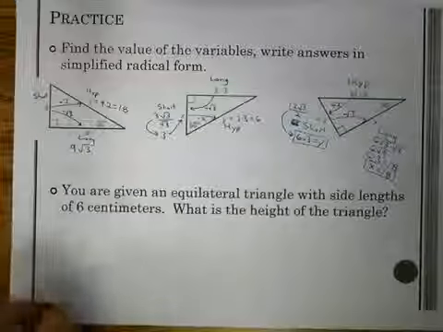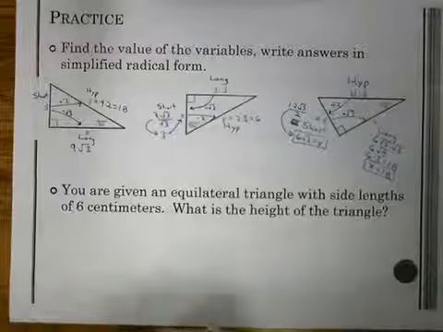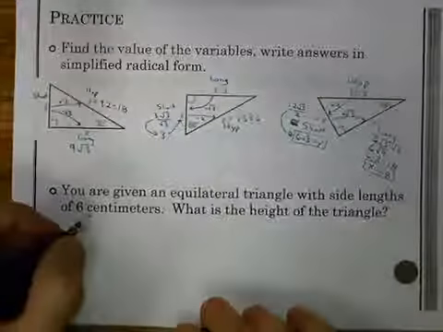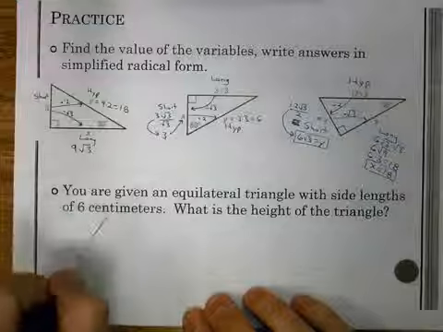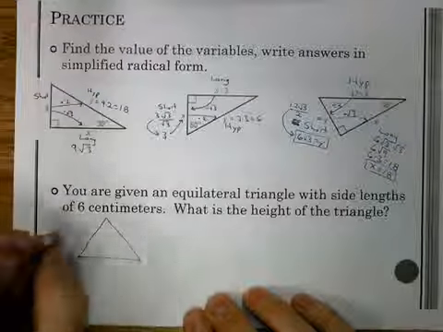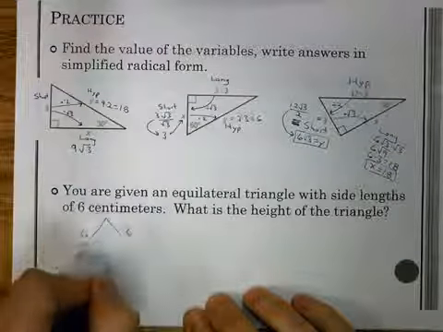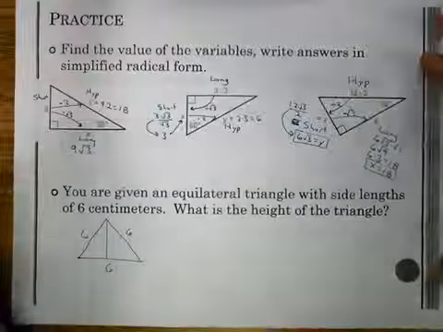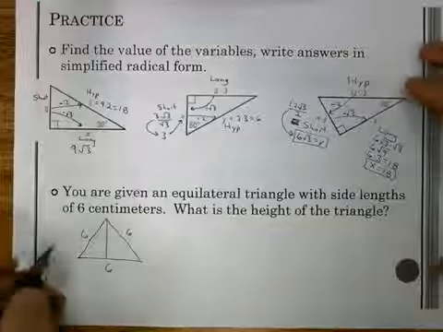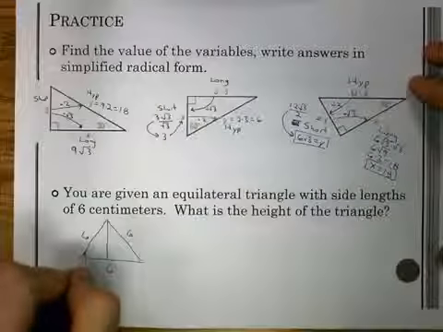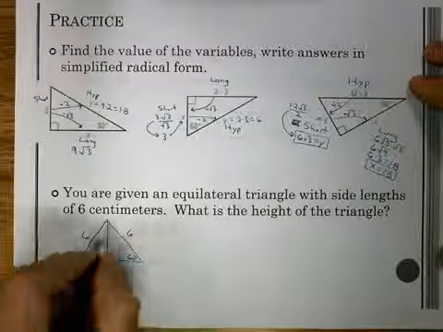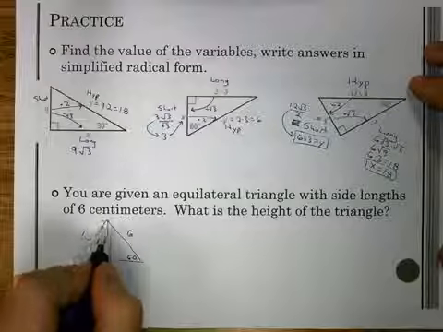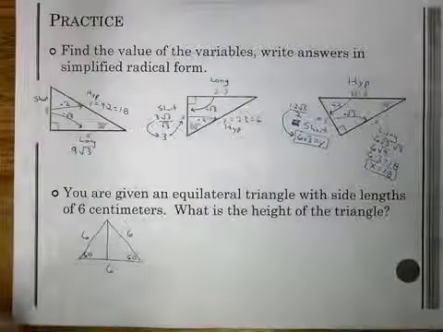Okay, now again, we're going to apply this to some triangles. A little bit different way. So we have an equilateral triangle with side lengths 6. They want to know the height of the triangle. Now, what we know about an equilateral is it's also equiangular. So this is 60, this is 60, and this would be 60 up here, but we split it, so we're not going to mark that yet.